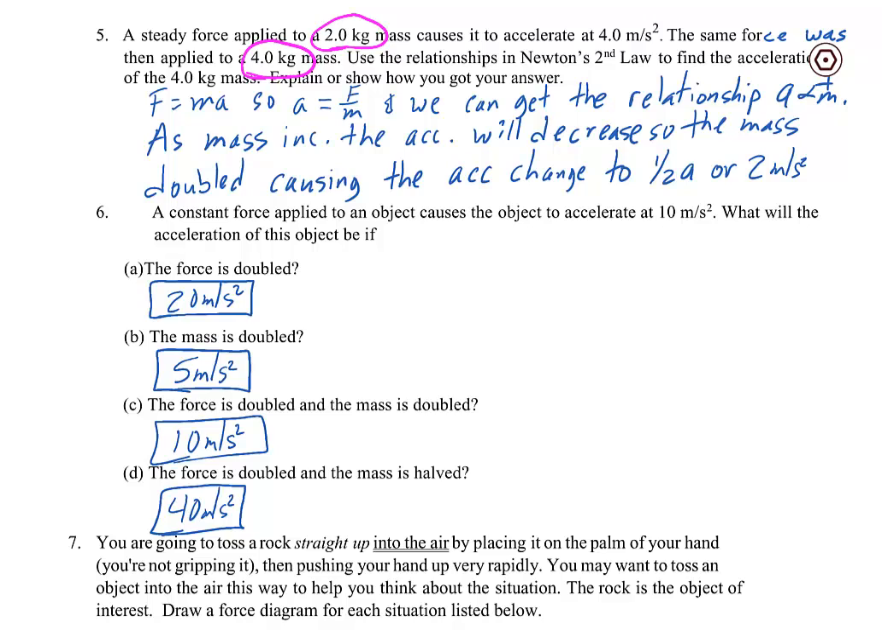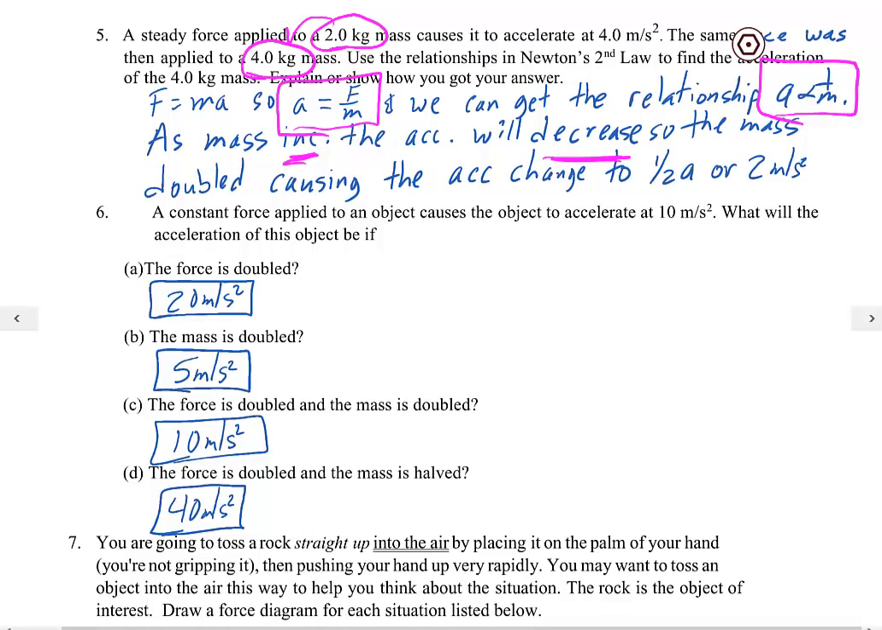So, as I showed here in this part of my explanation, I rearranged it so a equals F over m. I can then get this relationship that a is inversely proportional to mass. So if it's inversely proportional, as one increases, the other one will decrease. Because our mass doubled, our acceleration is going to decrease to 1/2 of what it was before, and 1/2 of 4 is 2.